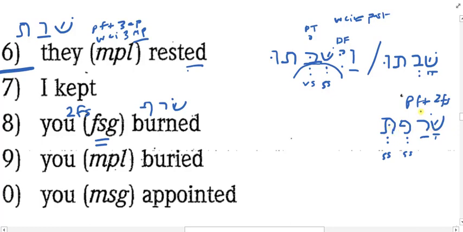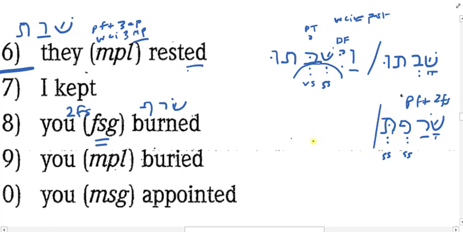Sarafta. Okay? Do I need to put an accent mark right there? Sarafta? No, because that is the final syllable as it stands. So I don't need an accent mark there. So sarafta is my form. Okay. Now, that's you, woman, burned.